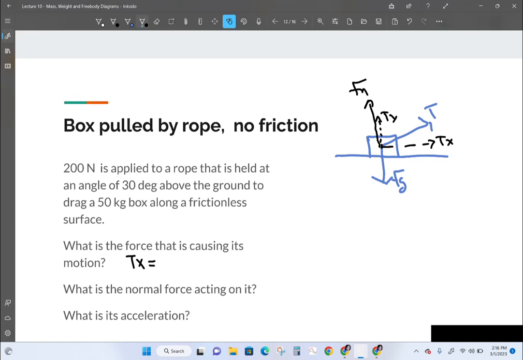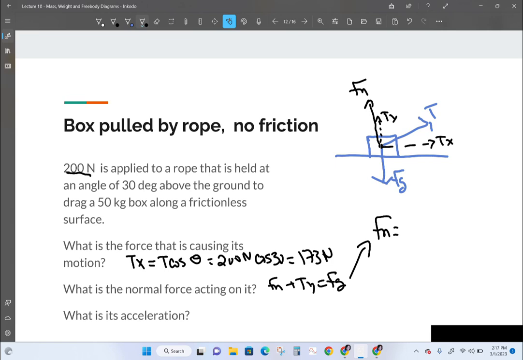And Tx is just going to be T times cosine of the angle. And it says that 200 newtons is applied at an angle of 30 degrees. So 173 newtons is what's going to cause its motion. And it wants to know the normal force on it. Well, the normal force plus Ty has to balance out Fg. So the normal force is going to be Fg minus Ty.